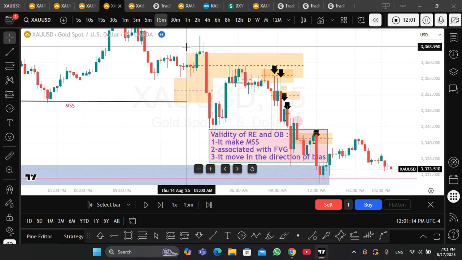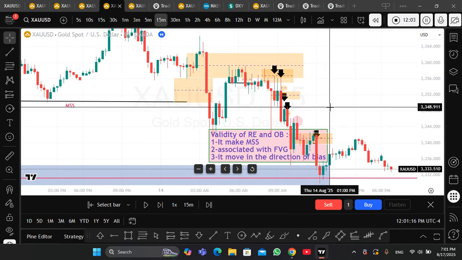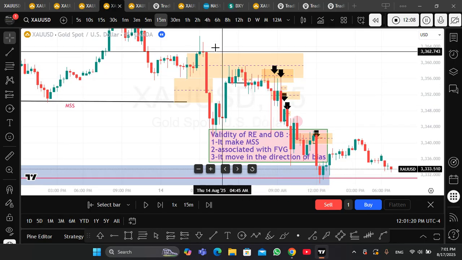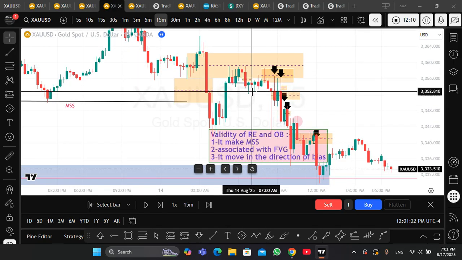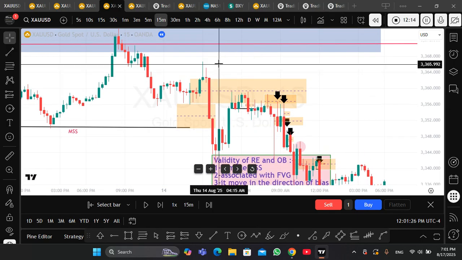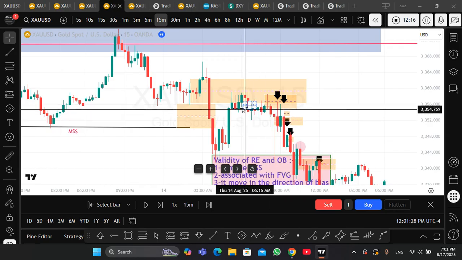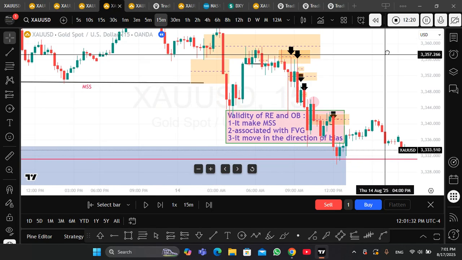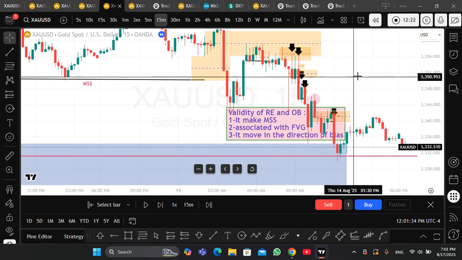It doesn't go with the direction of the buys. So we will take the rejection from above for selling and not the rejection from the low, because this rejection doesn't push the price above this area. Okay, it failed, but this rejection succeeded in making a market structure shift and a fair value gap.